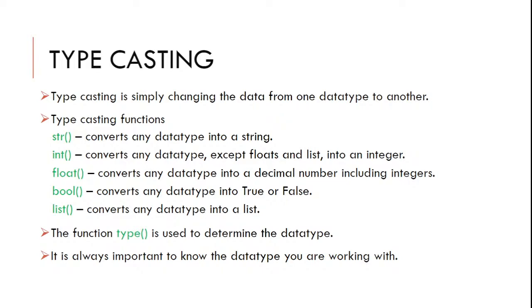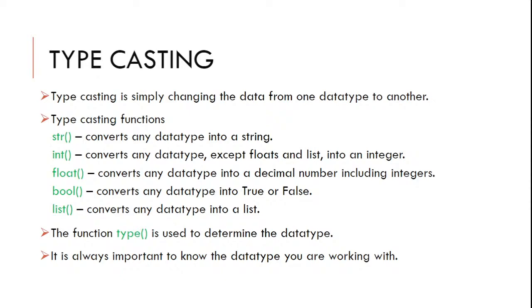The name, open bracket, a parameter, and close bracket. We have the int function, the float function, the boolean function, the list function, the dict function, a lot of them. They are all functions that can help you convert a data type into another type. The int function helps us convert some data types into an integer.